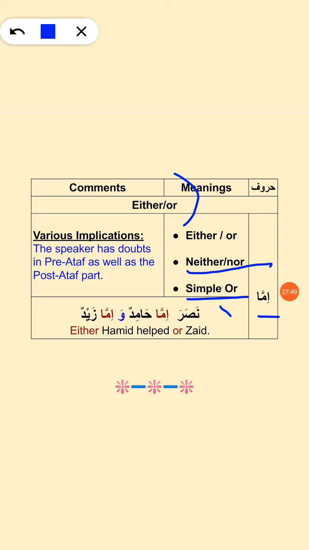So, "Nasara imma Hamidun wa imma Zaidun": either Hamid helped or Zaid. The speaker is expressing his doubts in both of these parts, so the pre-ataf as well as the post-ataf portions are doubtful to him. He doesn't know about either.